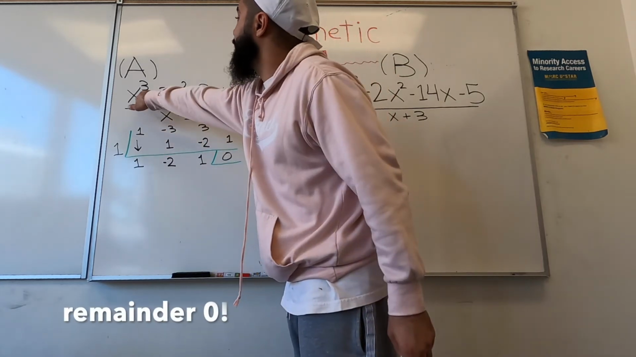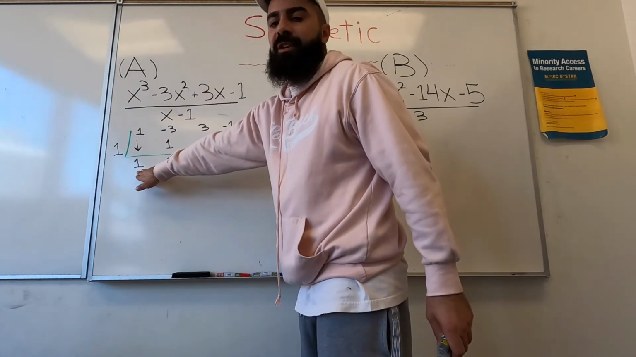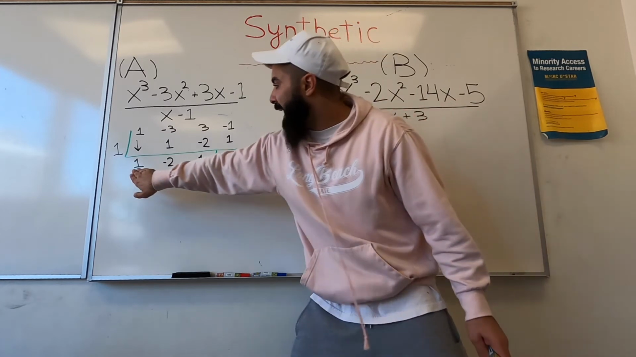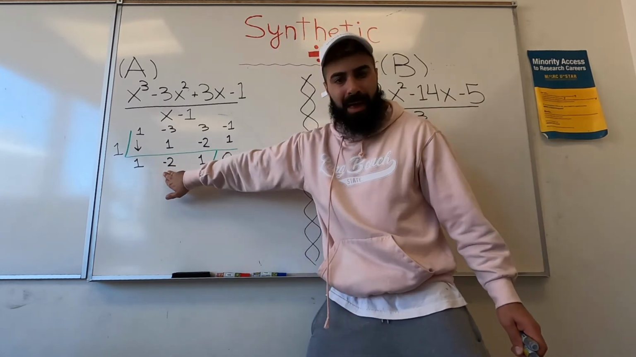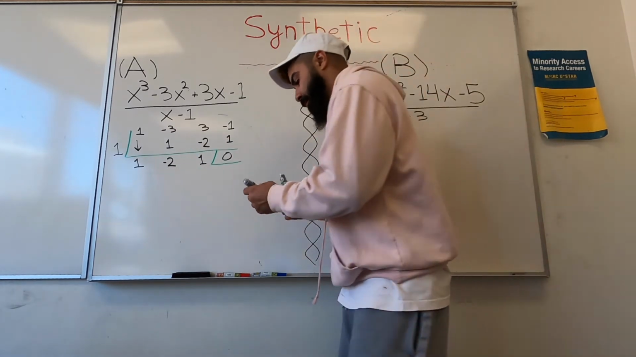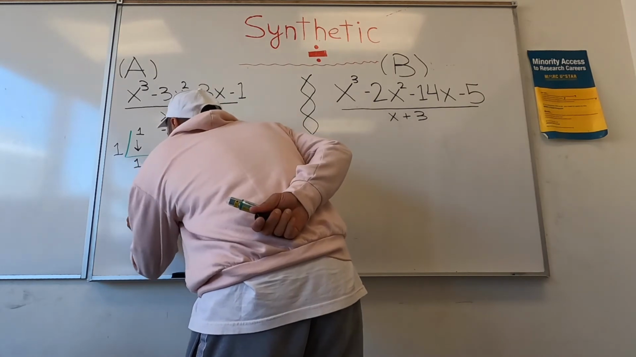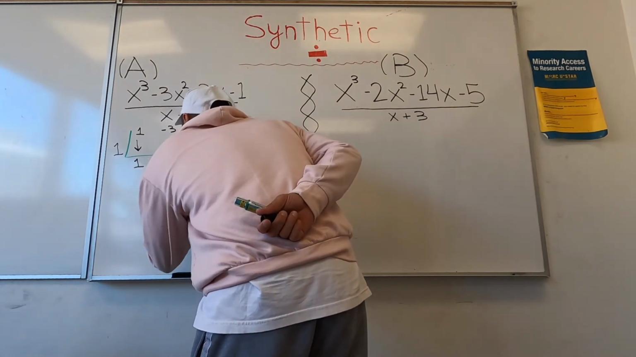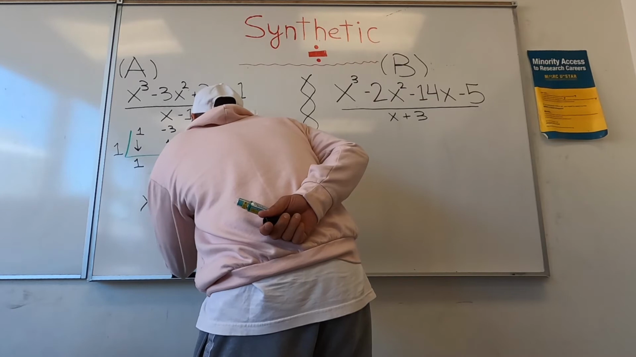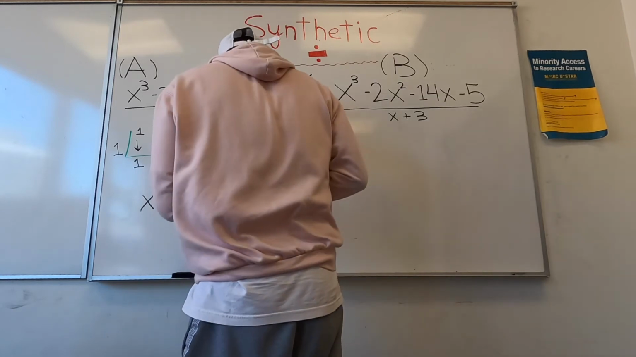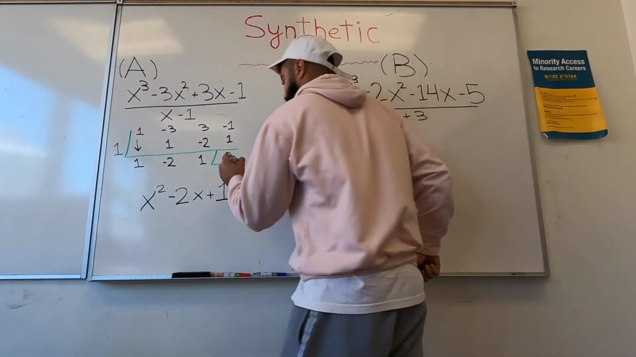Since we started with cubed, our very first one here is going to be squared. So it will be x squared minus 2x plus 1 is the answer for example A.